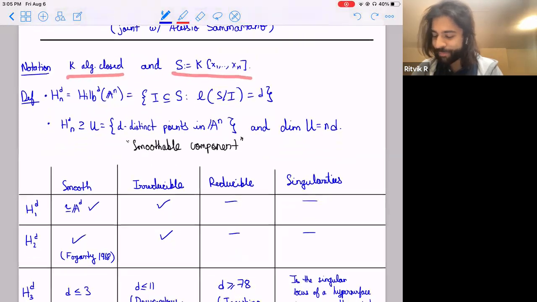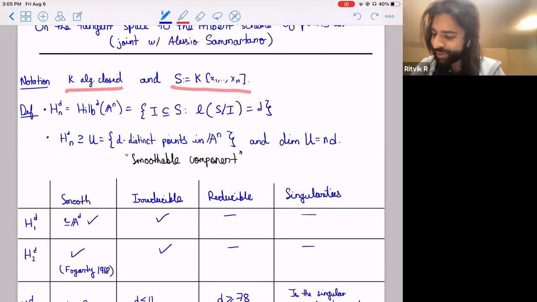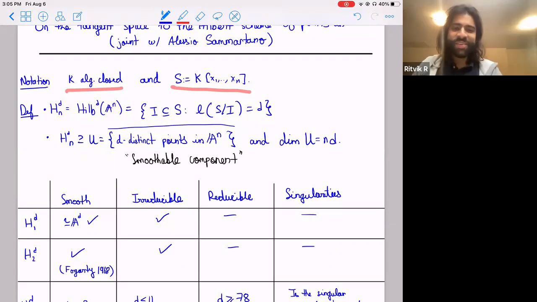So we start off with a question about the smoothable component. Are you taking the closure of this locus, or are you just taking that open locus itself? Yeah, good point. I will take the closure. Thank you. It seems strange to call it a component if it's not closed. Okay, so in my head, it's the closure, but that's right, good catch.